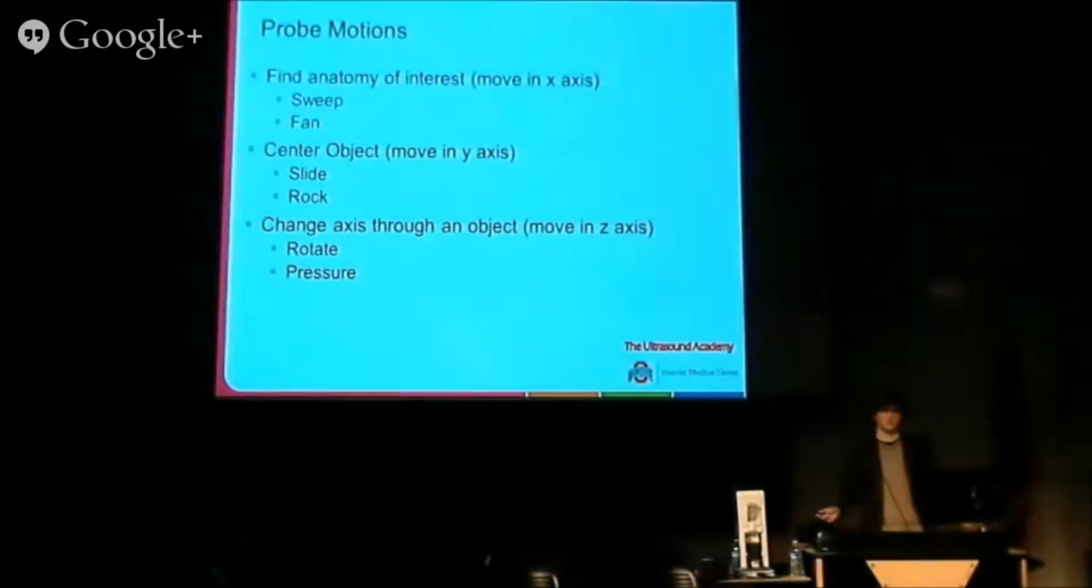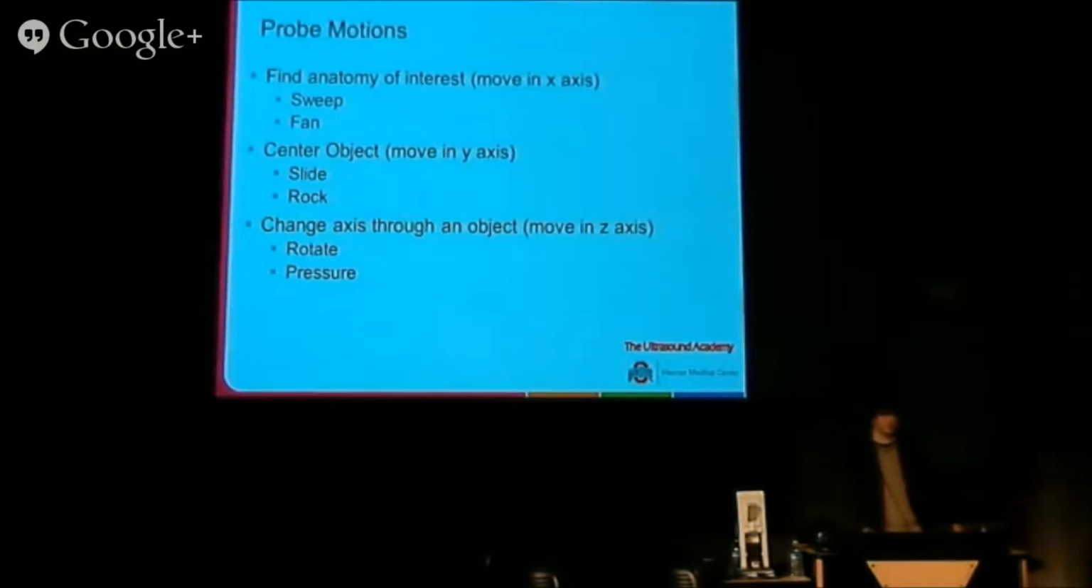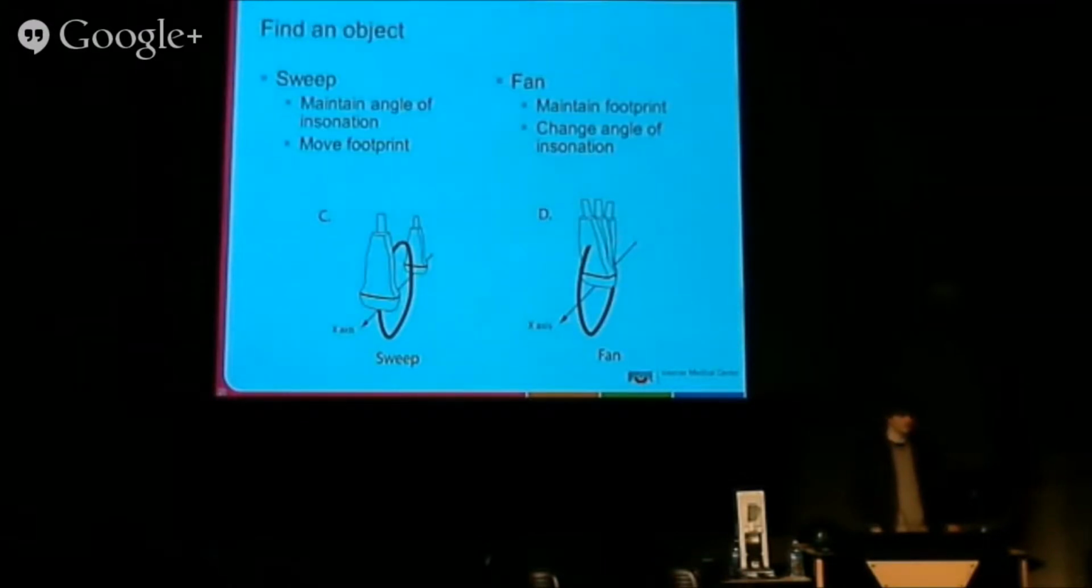The probe motions are difficult to describe. So what we've done is come up with a uniform description that we're going to use throughout the entire day so that you can understand what the doctors are trying to tell you and you can make suggestions to each other. So we're going to go through it as moving in the x-axis, which you will do with large motions in order to find whatever anatomy you're looking for. Then we're going to center an object within the screen in order to move in the y-axis. We're going to talk about changing our axis through the long axis and the short axis.